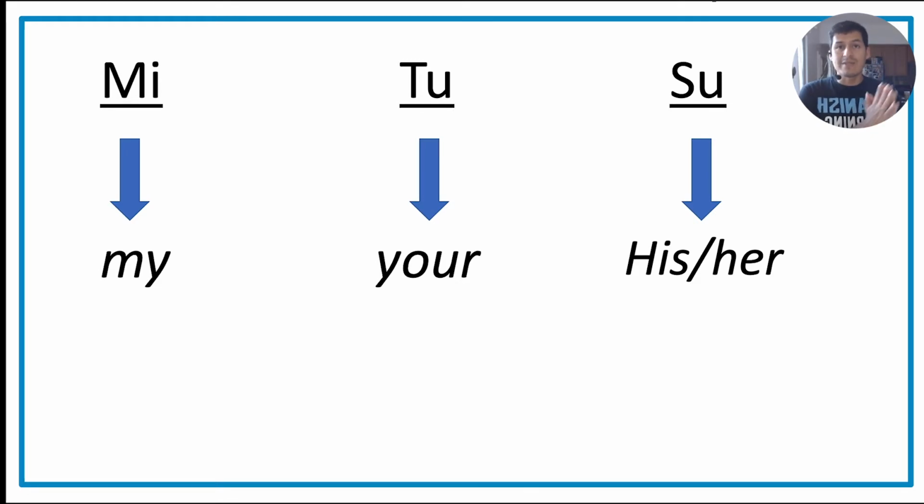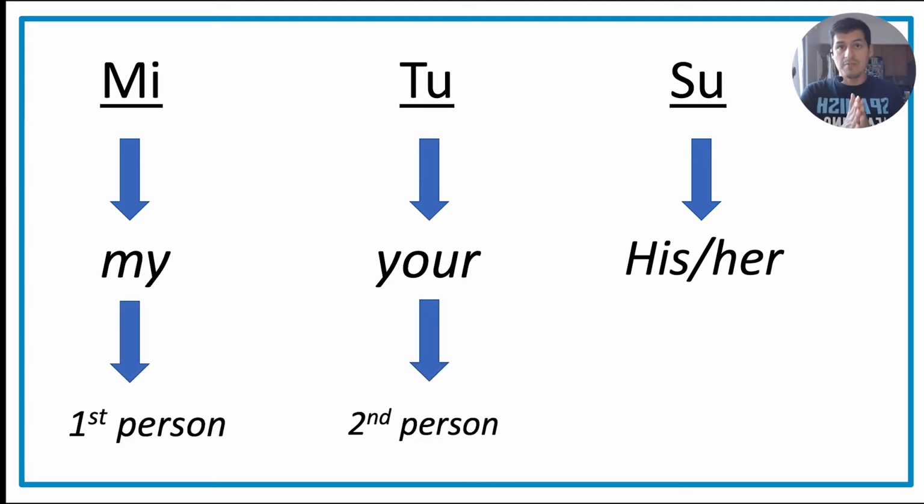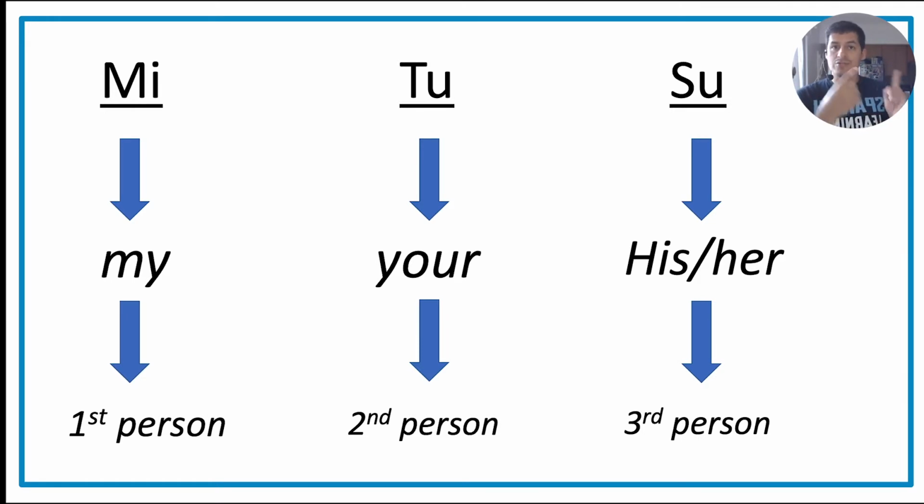This is going to be the third person, he or she, su, third person. I, the first person, am speaking to you, the second person, about things that he or she owns, the third person. Again, mi, first person, tu, second person, su, third person.